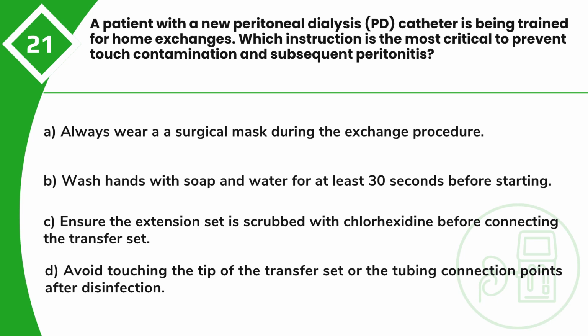Question 21. A patient with a new peritoneal dialysis, PD, catheter is being trained for home exchanges. Which instruction is the most critical to prevent touch contamination and subsequent peritonitis? A. Always wear a surgical mask during the exchange procedure. B. Wash hands with soap and water for at least 30 seconds before starting. C. Ensure the extension set is scrubbed with chlorhexidine before connecting the transfer set. D. Avoid touching the tip of the transfer set or the tubing connection points after disinfection.